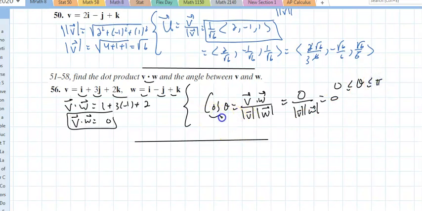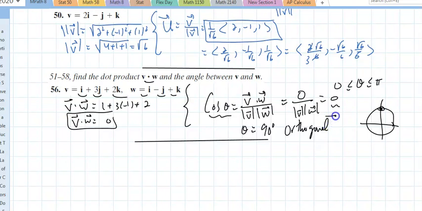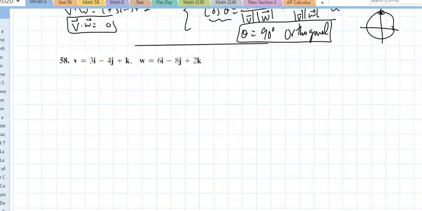So if cosine of theta equals 0, that means what? And what is that called? We call it orthogonal. A fancy word for saying perpendicular. And I'm going to conclude this section with this problem.